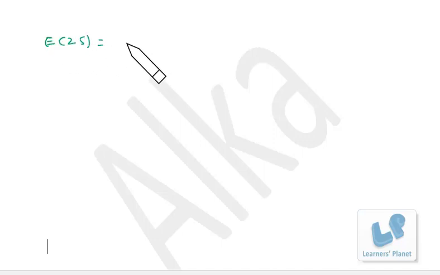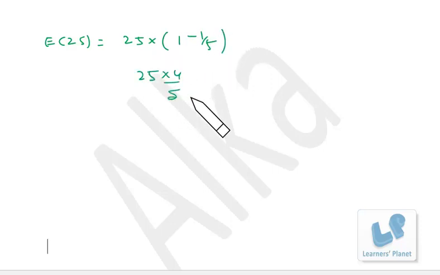So 25 has the factor 5. So 25 into 1 minus 1 by 5, so 25 into 4 by 5. So it is 20. So there are 20 numbers which are less than 25 and they are co-prime to 25.